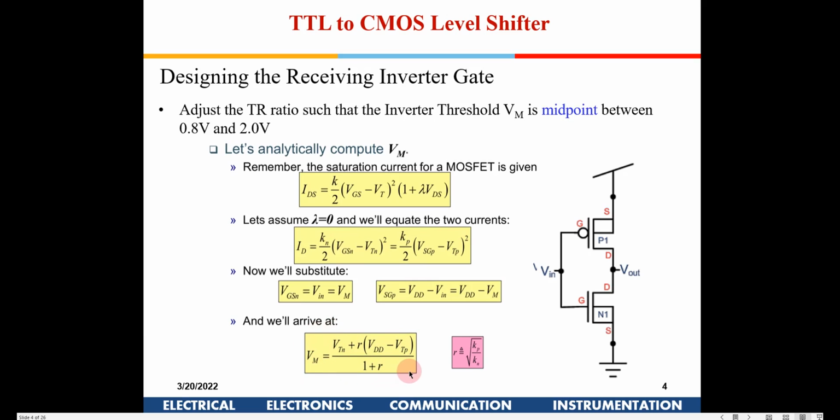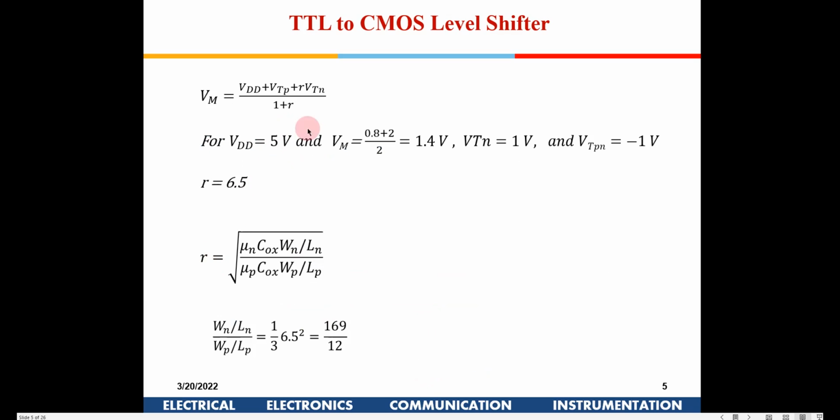Generally for a CMOS inverter, what do we do? To get a symmetrical threshold voltage, we target Vm to be VDD by 2, and that we obtain by keeping VTP and VTN the same, and we keep R equal to 1, right? And R, from this equation, is nothing but the root of Kp by Kn, right?